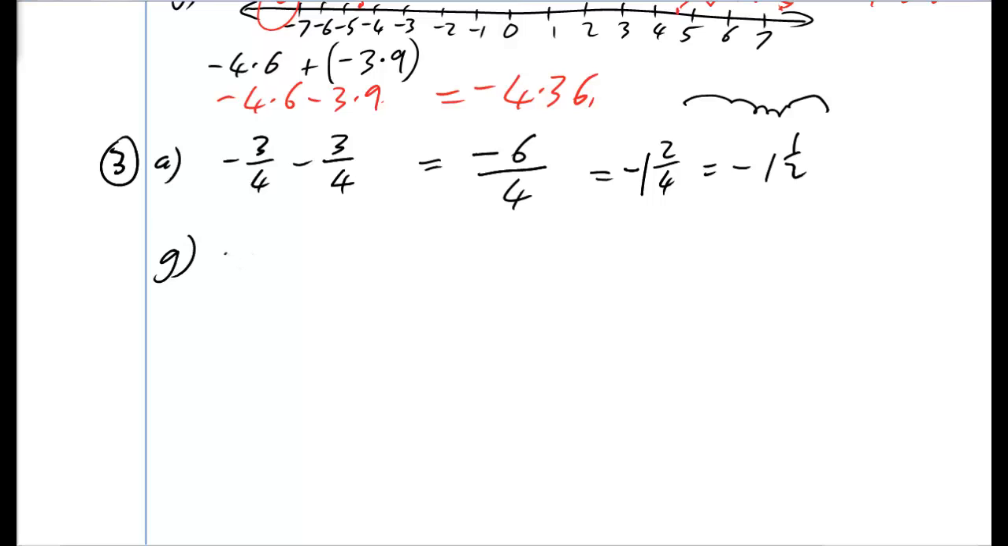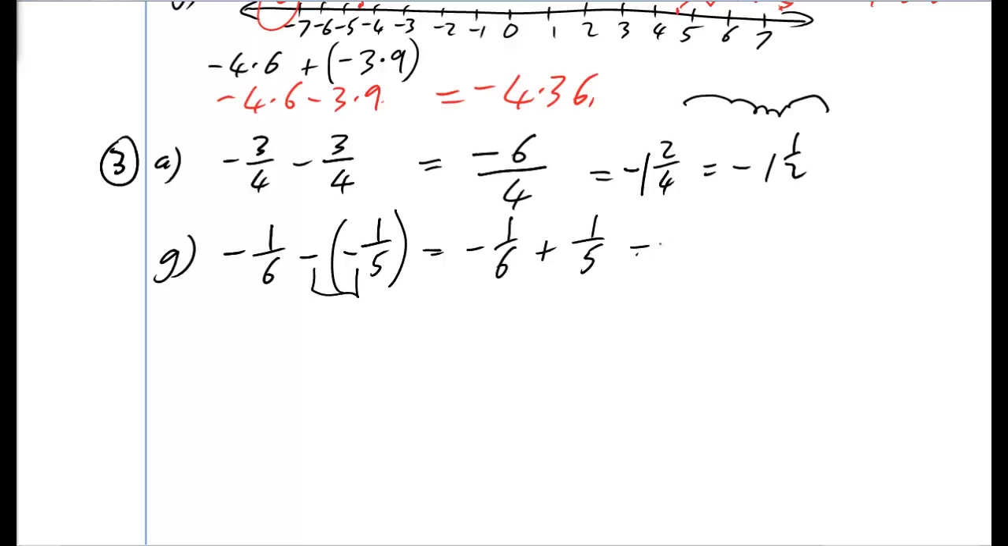You've got negative 1 on 6, take negative 1 on 5. Let's rewrite that. You've got a negative and a negative because you're positive, so that's 1 over 6 plus 1 over 5. Now, you've got to rewrite them with the same lowest common denominator on the bottom of a fraction. Whenever you add or subtract fractions, you've got to have the same number on the bottom.